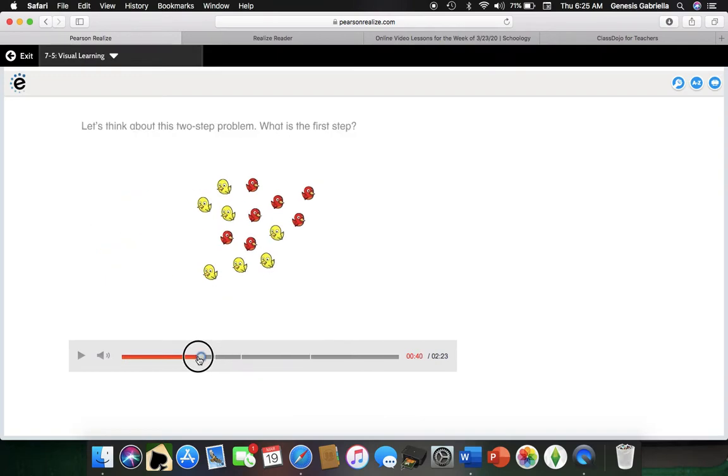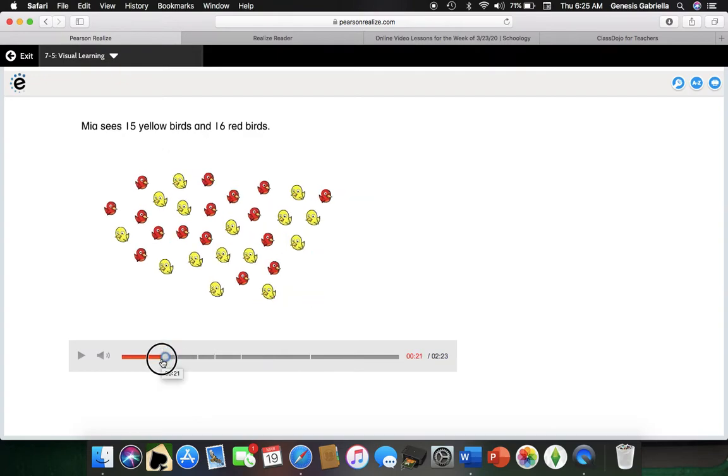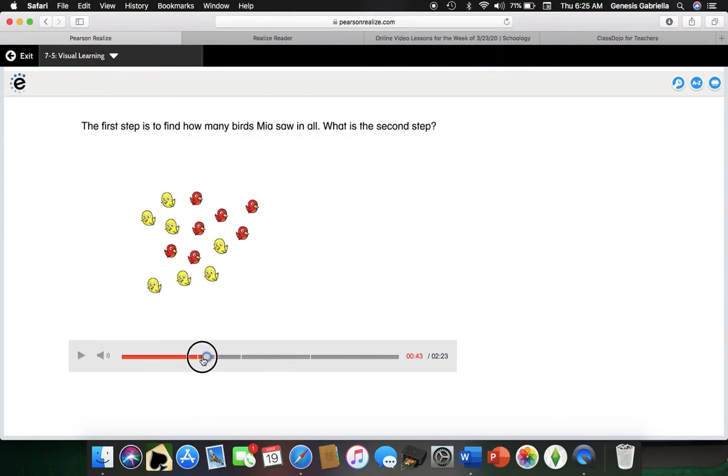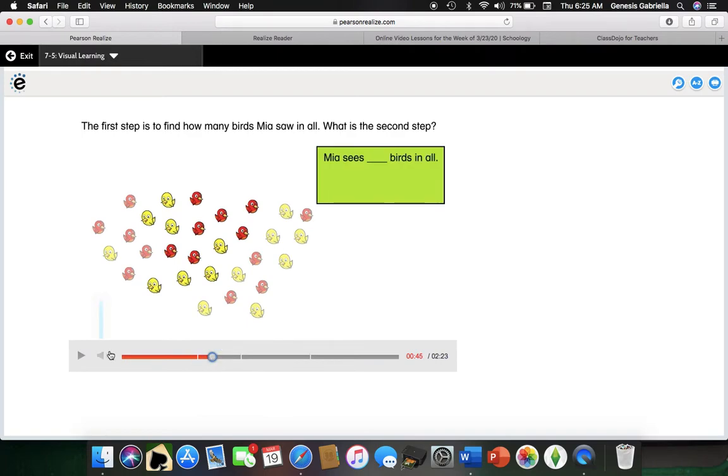Well, it tells us the second thing that happened that's important. Some birds flew away and now she sees 14 birds. So we don't know how many birds flew away, but we knew that at the end she only had 14. So I think to figure that out, we have to subtract 14 from the whole we get after we add 15 and 16. The second step is to find how many birds flew away.